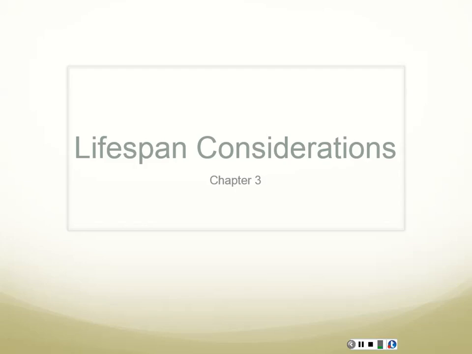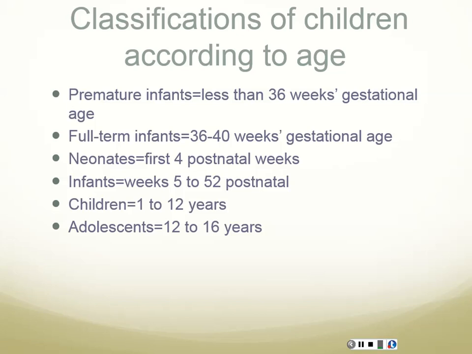So this is chapter 3, and we're going to talk about lifespan considerations. And when we talk about lifespan considerations, we're going to talk primarily about the two ends of the spectrum. So we're going to talk about kiddos, pediatric patients, as well as the elderly population, both of which you will get to have some experience and encounters with while you are here in your nursing program. So let's start with kids.